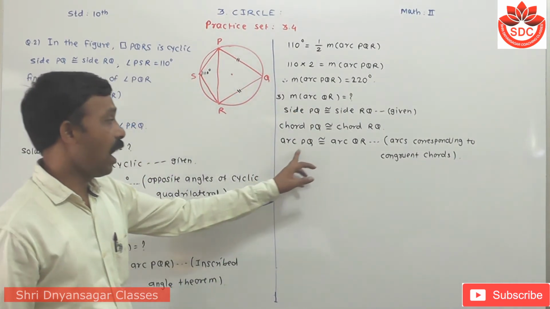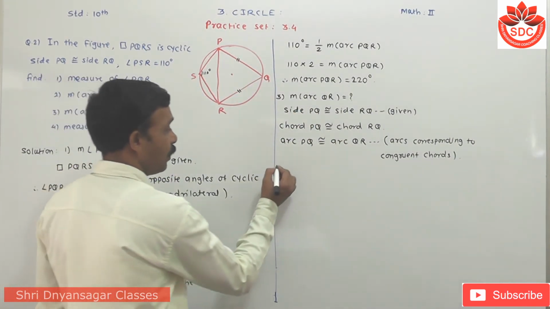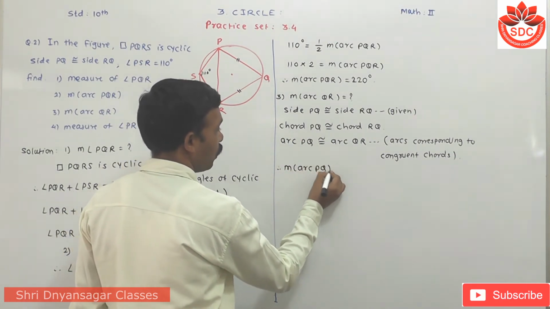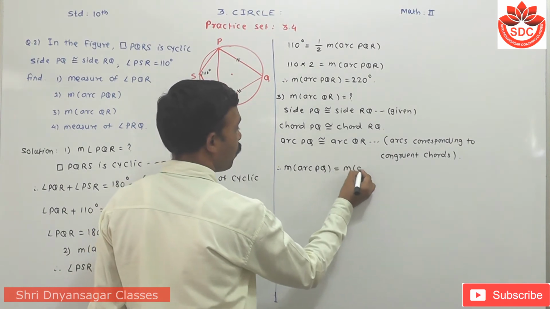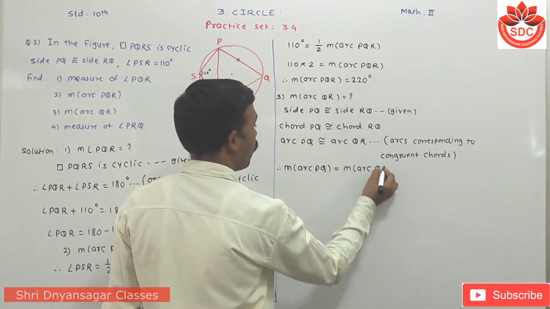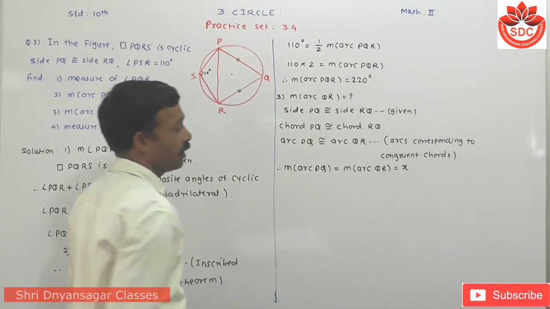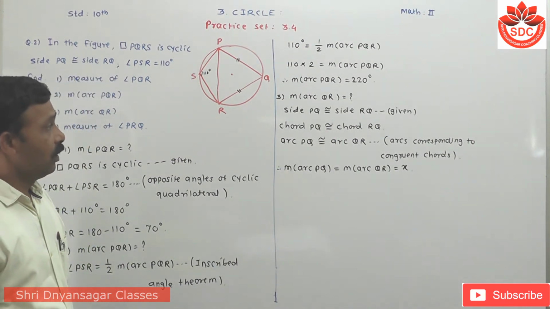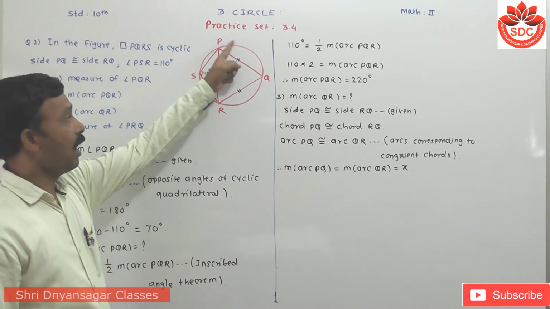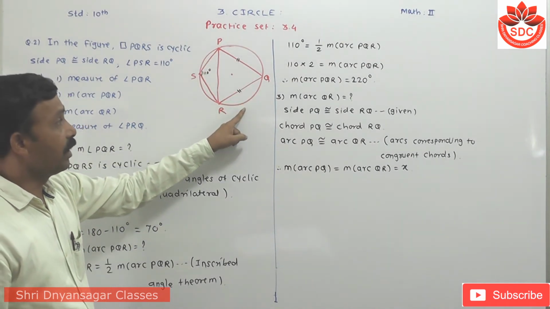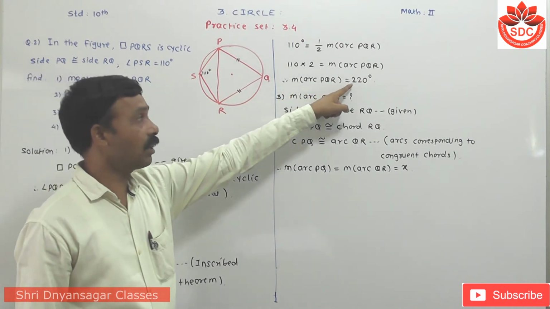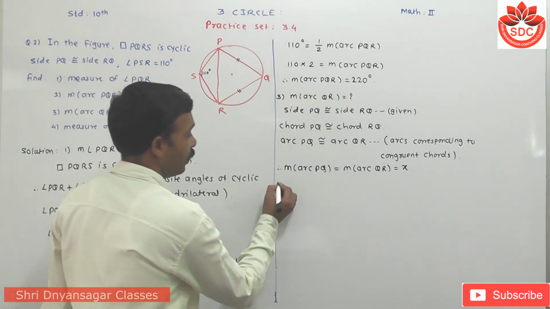This means that these arcs are also congruent, so their measures are equal. Measure of arc RPQ is equal to measure of arc RQR, suppose we take it as x. Then we have to find out the measure of arc RQR. By using arc RPQR, because we know its value, I have to find it.